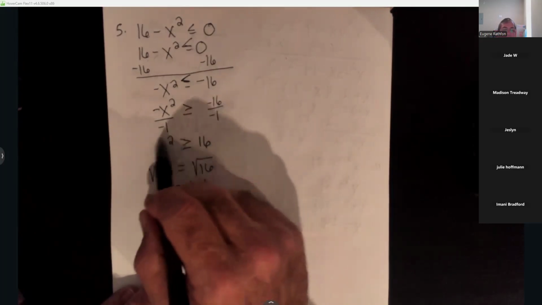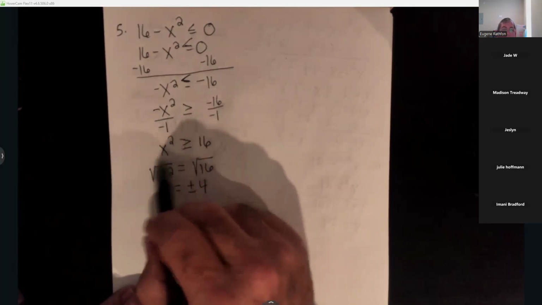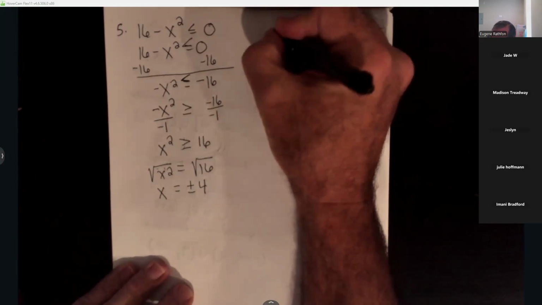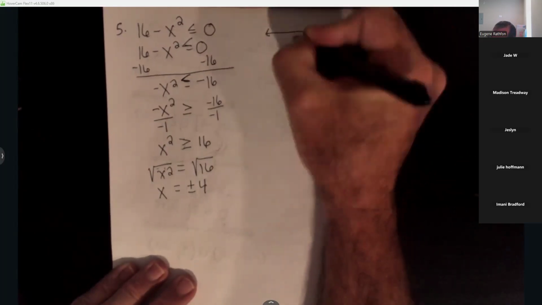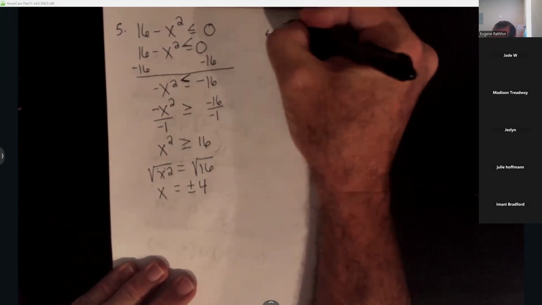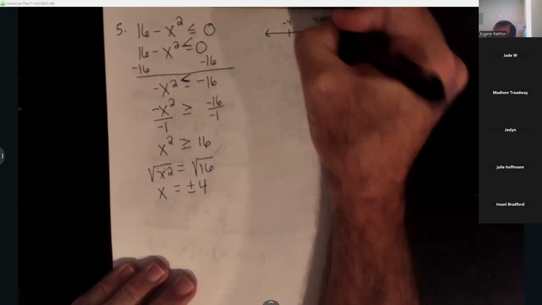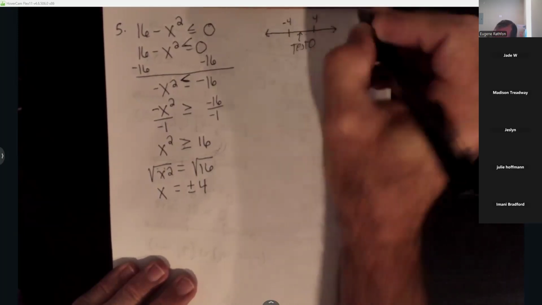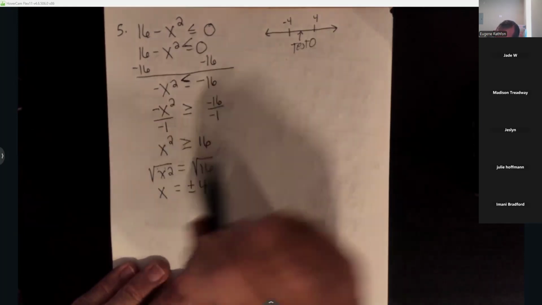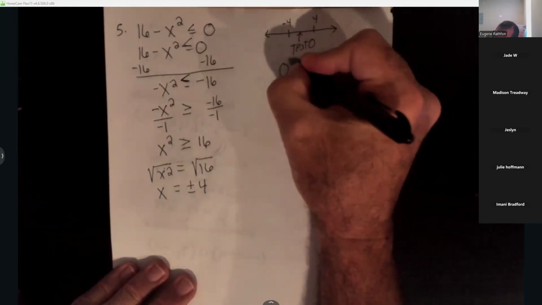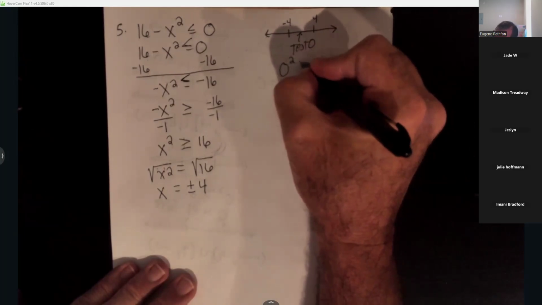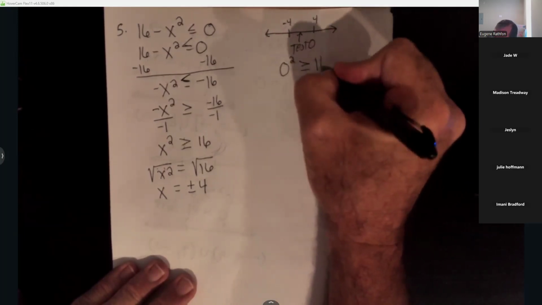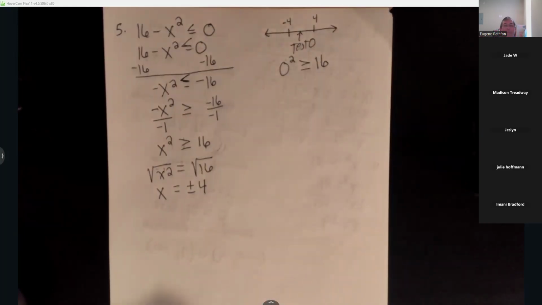So this is where I'm going to test my 0 on this part right here. All right, so my two answers were -4, +4. That means zero's in the middle again. So I'm going to put a 0 in right here. So 0 squared greater than or equal to 16. True or false?